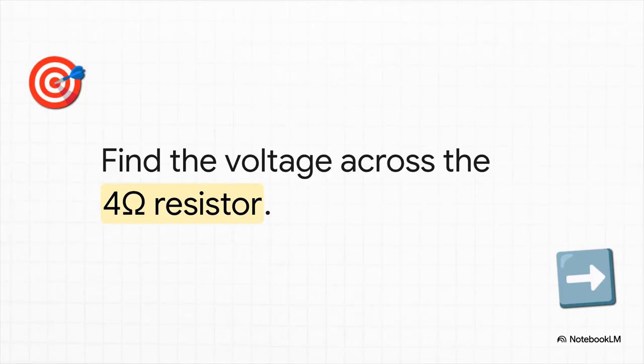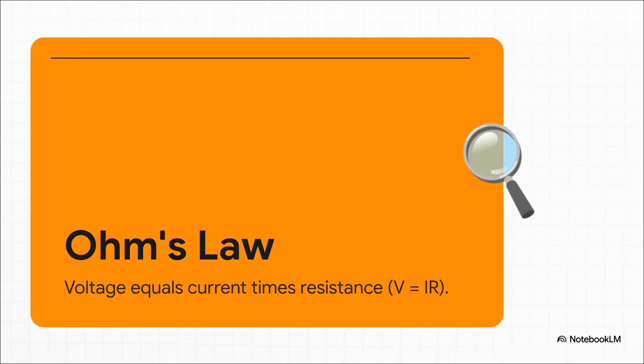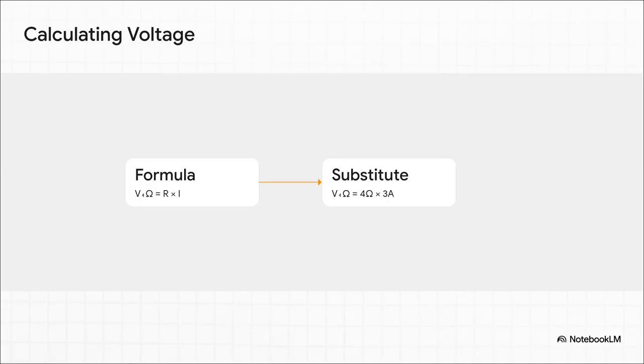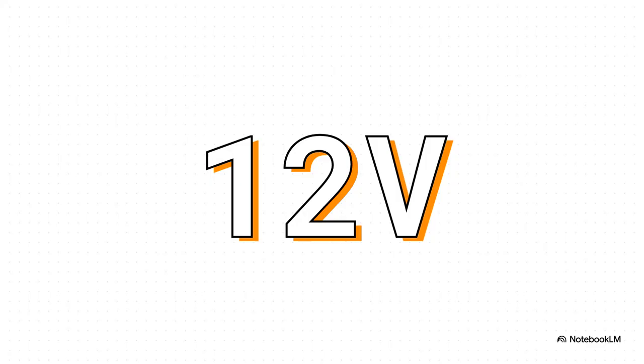All right, on to step 2. Let's find the voltage across that same 4 ohm resistor. For this, we'll pull out the most famous rule in electronics, Ohm's law. Since we know the current now, finding this voltage is going to be pretty straightforward. We just plug our resistance and current into that classic V equals IR formula. And boom, the voltage is 4 volts. That's step 2, knocked out.